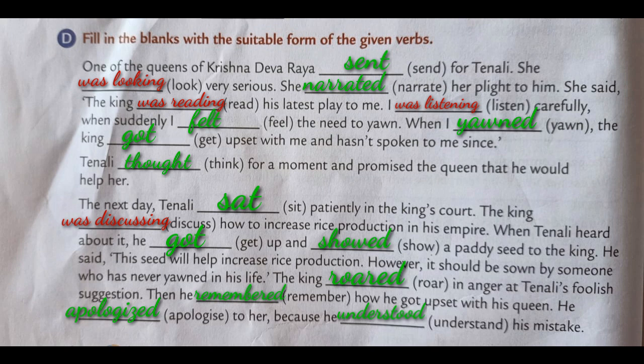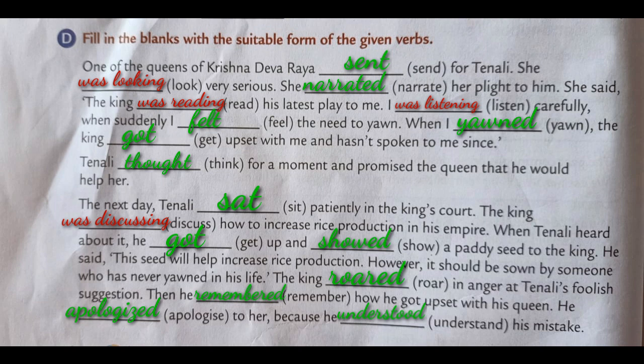One of the queens of Krishna Devaraya sent for Tenali. She was looking very serious. She narrated her plight to him. She said, the king was reading his latest play to me. I was listening carefully when suddenly I felt the need to yawn. When I yawned, the king got upset with me and has not spoken to me since. Tenali thought for a moment and promised the queen that he would help her.